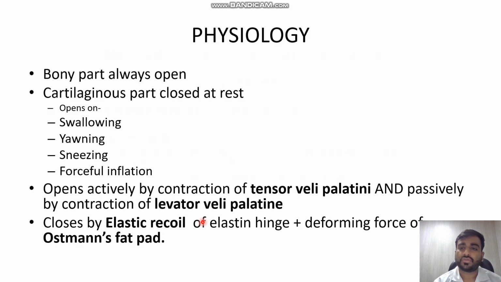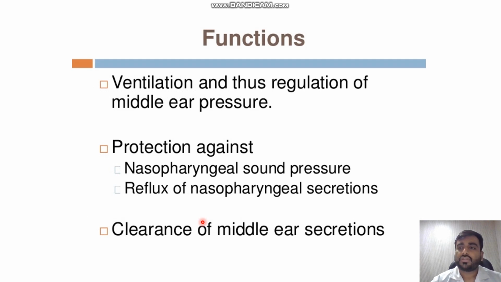Now we are discussing the physiology. Normally, as we have discussed, the Eustachian tube has two parts, the bony part and the fibrocartilaginous part. The bony part is always open, but the cartilaginous part is closed at rest and opens on swallowing, yawning, sneezing and forced inflation. We have discussed before that the cartilaginous part is opened by active contraction of the tensor veli palatini and passive contraction by the levator veli palatini, and closed by the elastin hinge of the roof and Osmann's pad of fat.